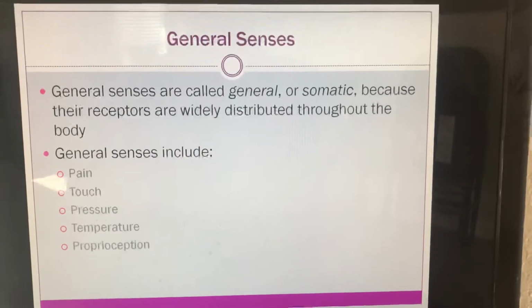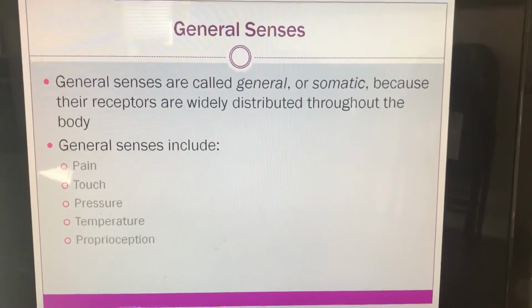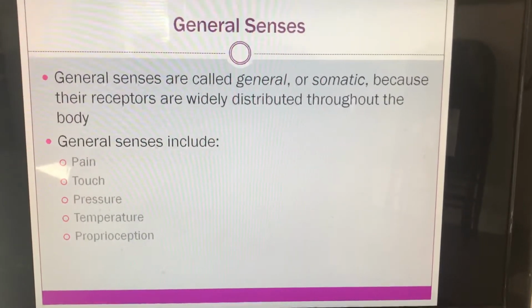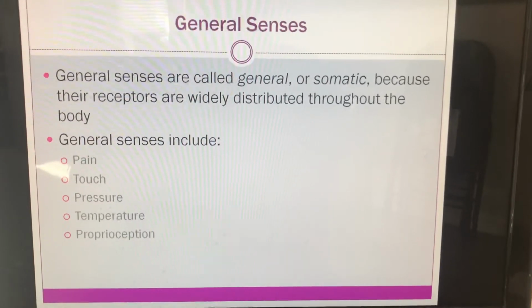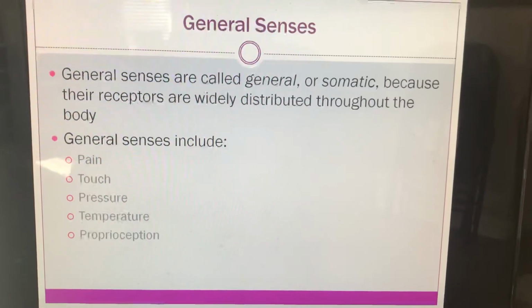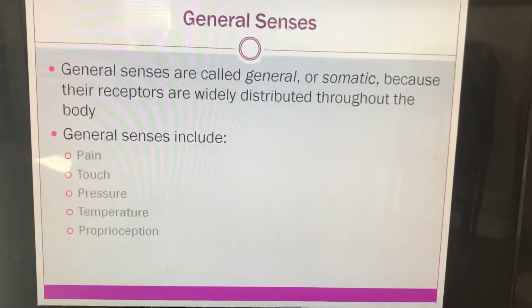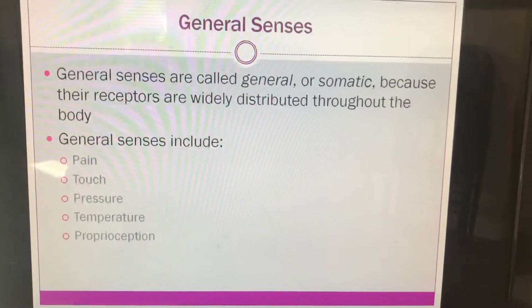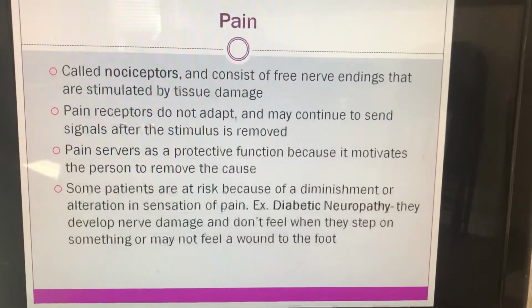Okay, so your general senses. General senses are called general or somatic because their receptors are widely distributed throughout the body. And we have 5 of those general senses. They include pain, touch, pressure, temperature, and proprioception.